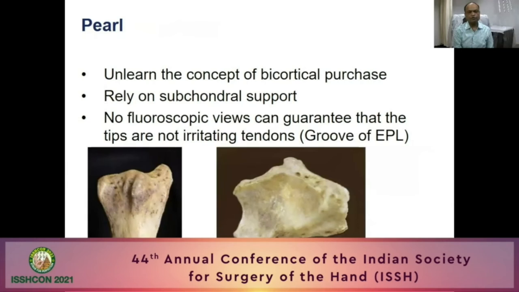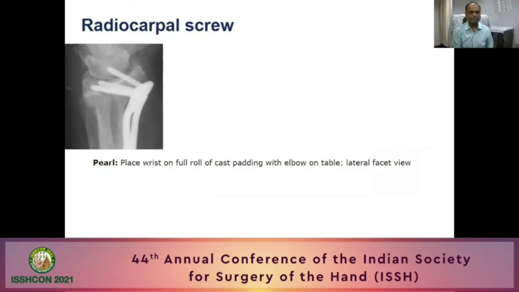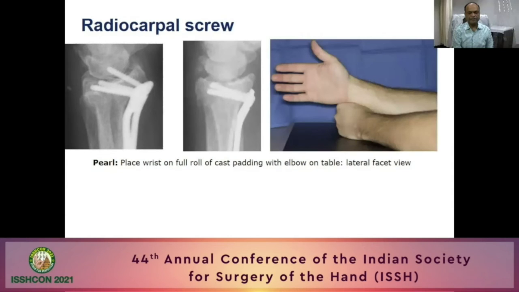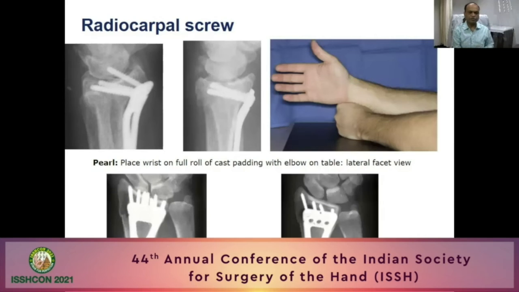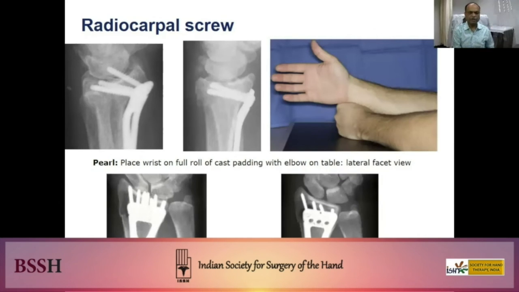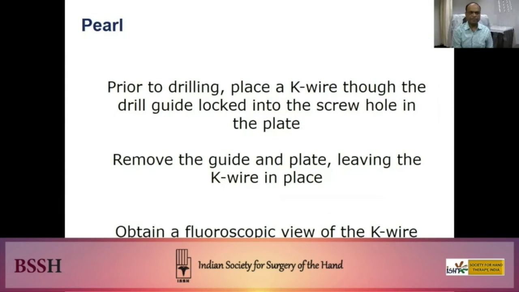So no fluoroscopic view can guarantee that the tips are not irritating the tendons, especially when they are in the groove of the EPL. So what you can do is you can take special views, place the wrist on full roll of cast padding and elbow on the table like this to get the lateral view. So that will show you the exact position of the screws. Similarly, for the PA view, you can lift the wrist and the forearm again around 15 to 20 degrees.